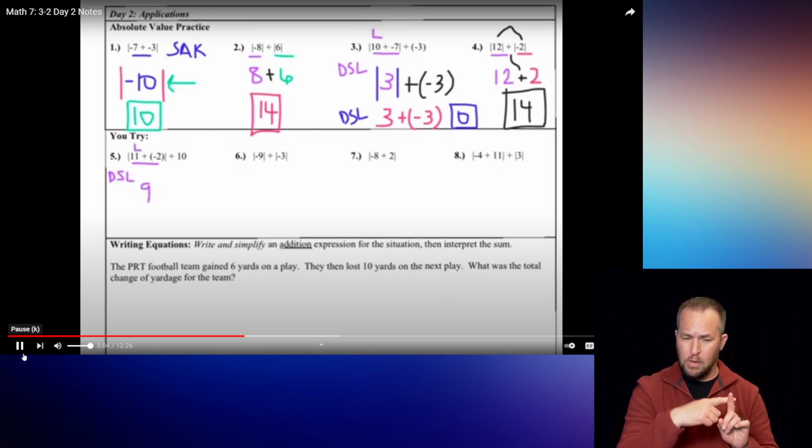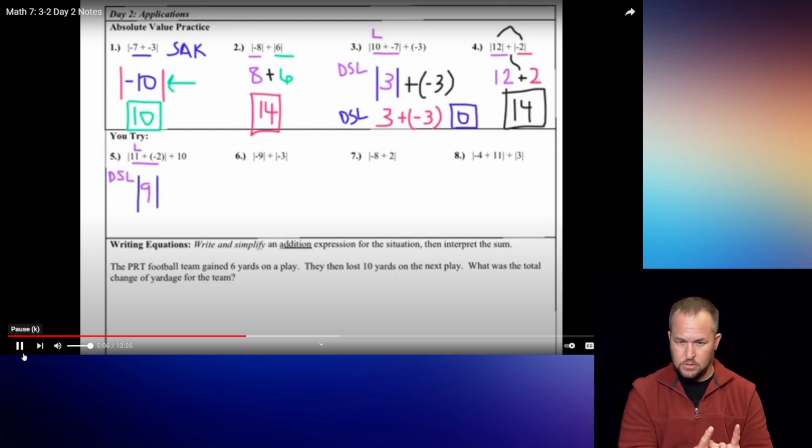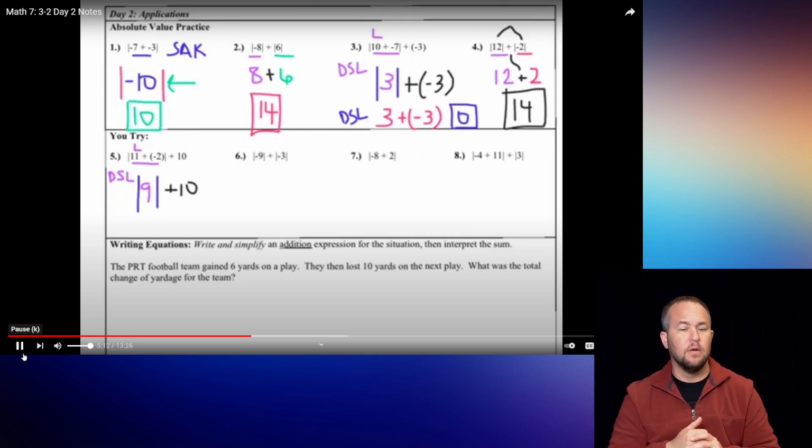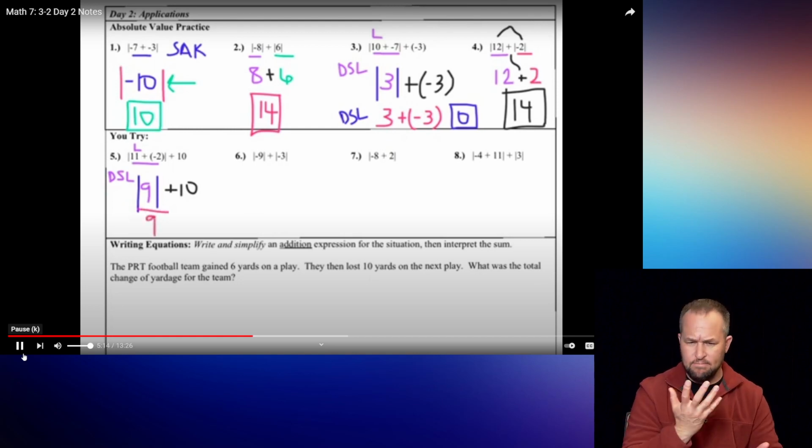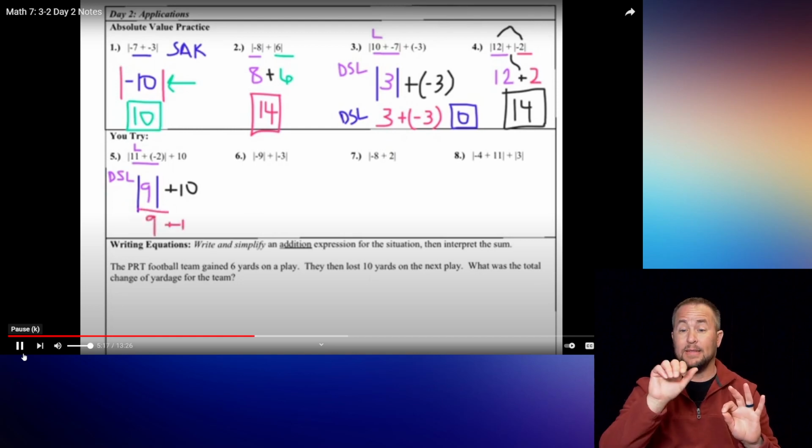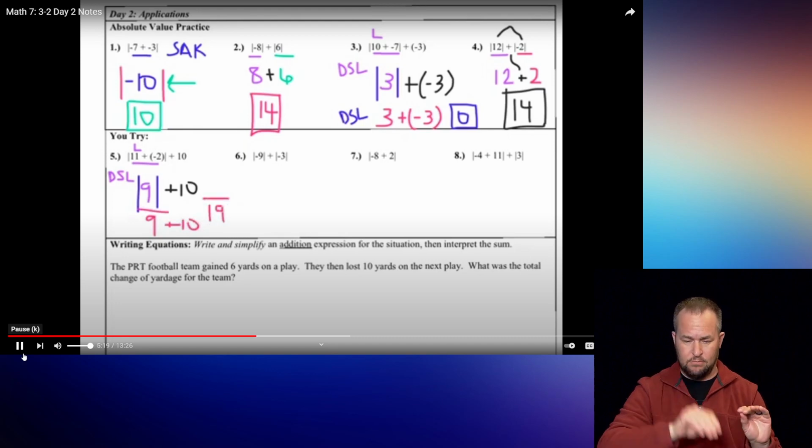But then you must bring down those absolute value bars. Do not forget those absolute value bars. You must have that step. And then +10 is what I have left over. Our next step is to find the absolute value of 9, and the absolute value of 9 is just 9, and then +10. Our final answer here is 19.